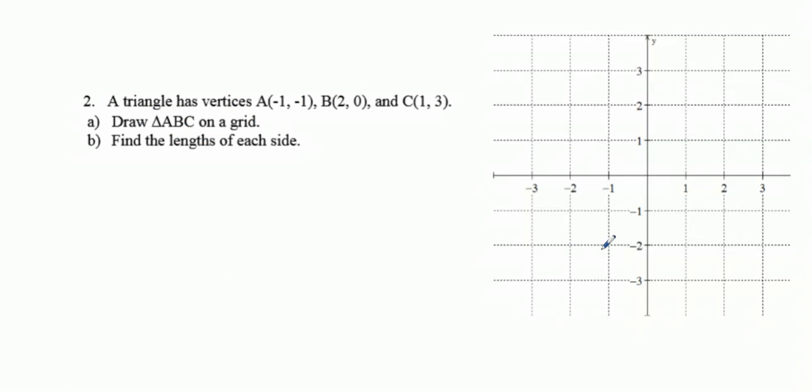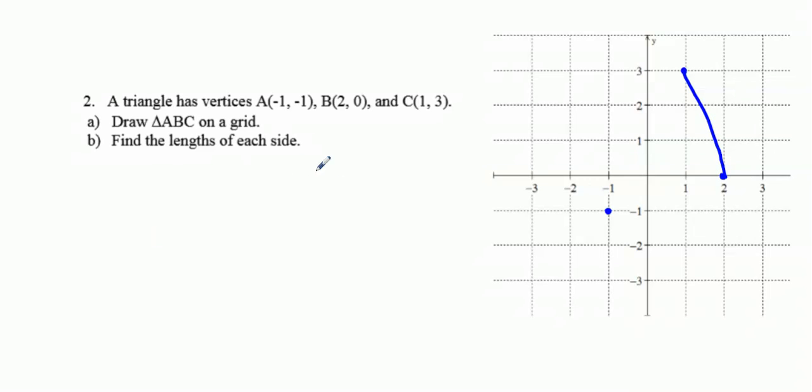So a triangle has vertices A, B, and C. Draw A, B, and C on the grid and find the lengths of each side. So super easy. So negative 1, negative 1. Again, you can do this if you'd like. If you want to pause the video and then see how you do, feel free.